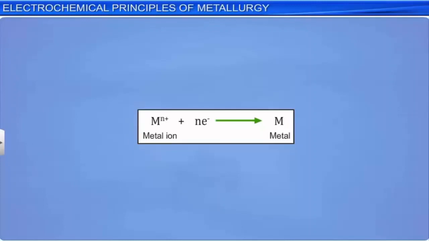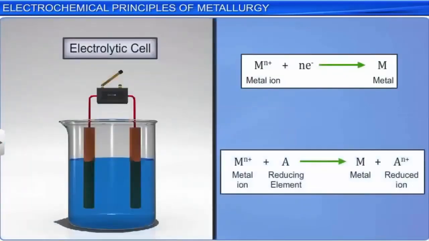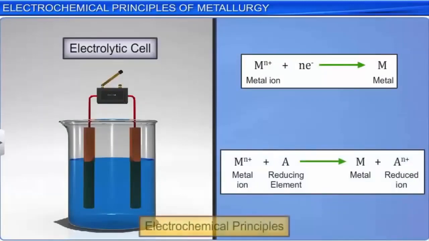The principles of metallurgy are effective in the reduction of metal ions to their respective metals in their solution or molten states. Here, the reduction is carried out through electrolysis or with the help of other reducing elements. Such methods are based on electrochemical principles.